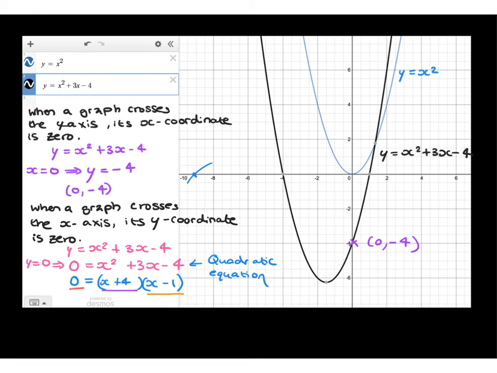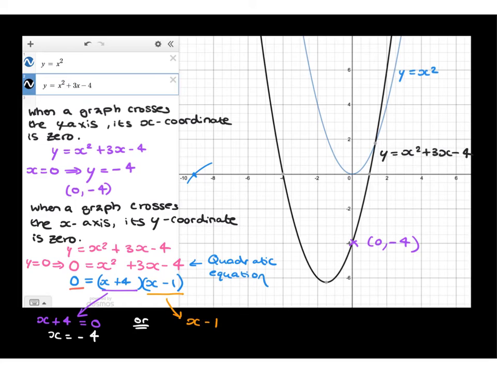Okay, think about it. How do you multiply two things together and get an answer of 0? One of the two things must be 0. So either x plus 4 must equal 0, or the alternative is that x minus 1 must equal 0. Now, what does this then tell us about the value of x in these two situations? Well, if x plus 4 equals 0, x equals negative 4.